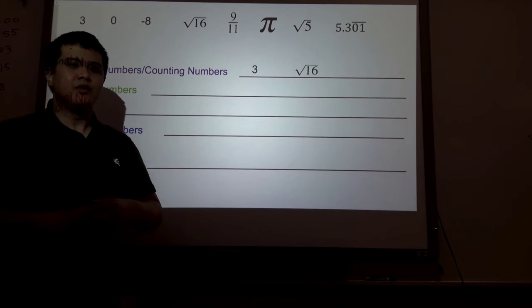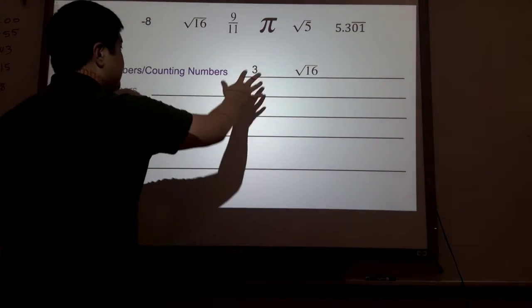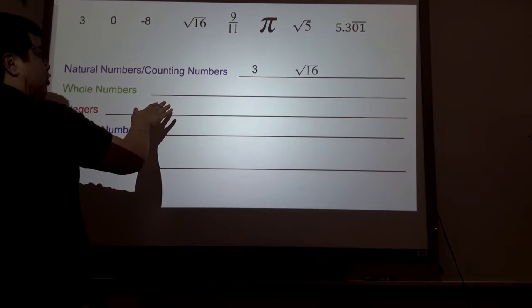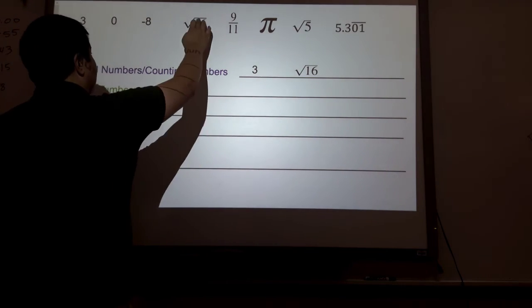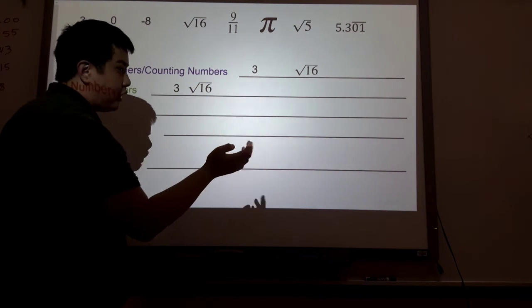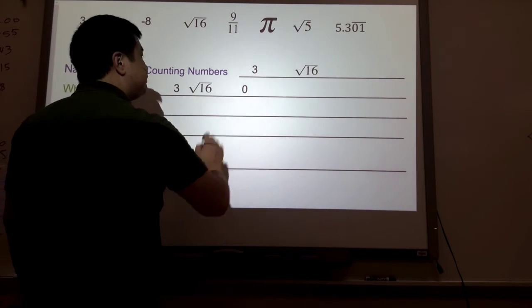Whole numbers. Okay. Remember, whole numbers are simply natural numbers plus the number 0. So anything that is up here is also going to be in whole numbers. A natural number is also a whole number, so we're going to bring down the 3. We're going to bring down the square root of 16, which is actually just 4. And then we're also going to include 0.